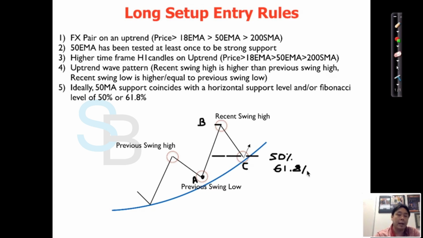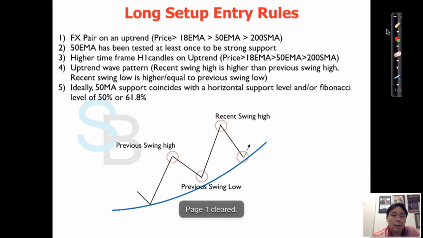So what I'm saying is that if this 50 moving average support coincides with the 50% or 61.8% level, that's even better. I tend to look for that as well. If it's present, it gives me more confidence to take that trade.